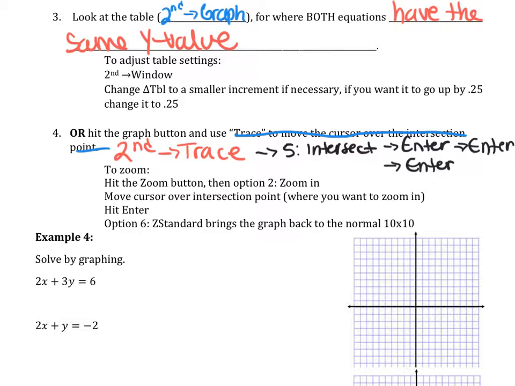Okay, also, I have just some information here on how to zoom. So again, Z standard brings you back to the regular 10 by 10 coordinate plane that we're used to seeing. If you ever want to zoom in, you can do this. So just some helpful hints here on how to use the calculator. So just remember all this stuff is in your notes, okay?